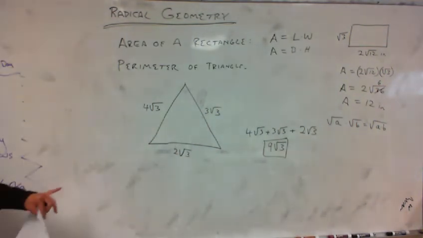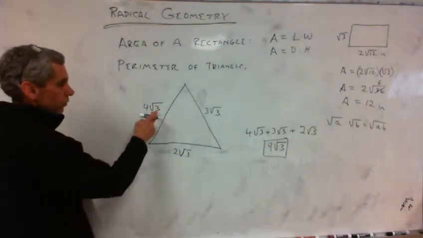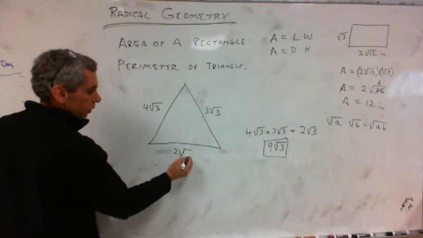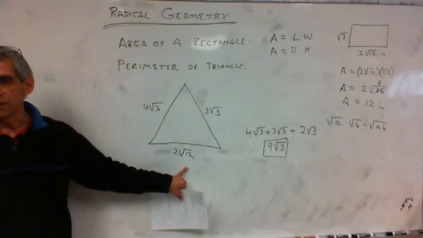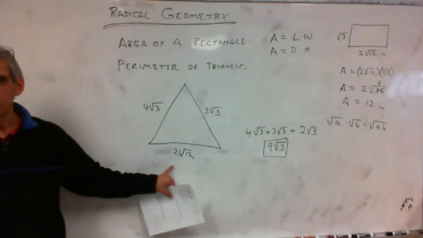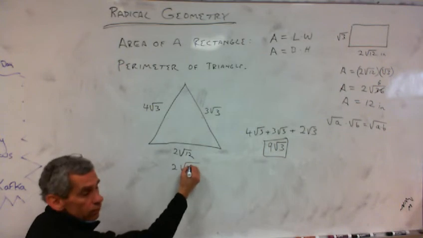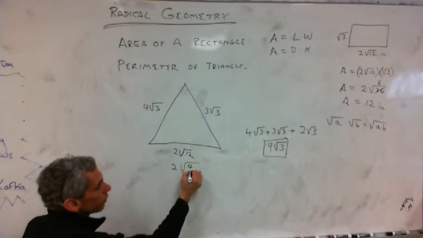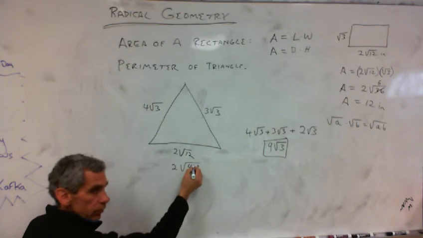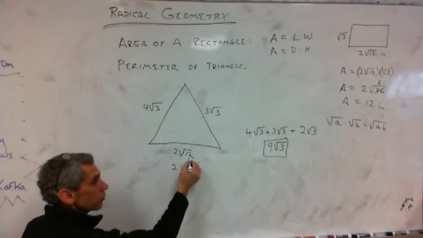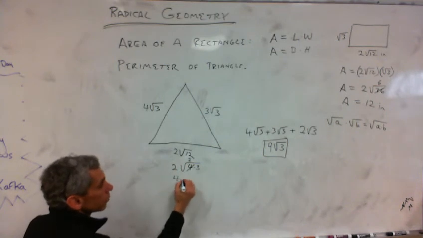Now, rarely do you get a problem like that. Sometimes you're going to get a problem like this: 4 square root of 3, 3 square root of 3, and 2 square root of 12. The problem is you have to simplify this one first, the 2 times the square root of 12. Everybody should know this: the perfect square in 12 is 4, so it's 4 times 3. The square root of 4 is 2. Remember this? So 2 times this 2 is 4 square root of 3.